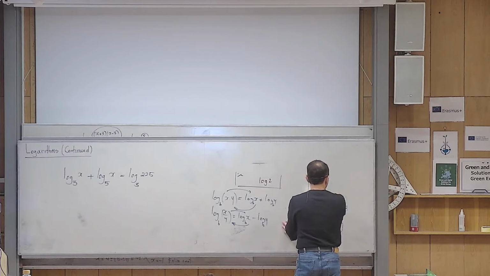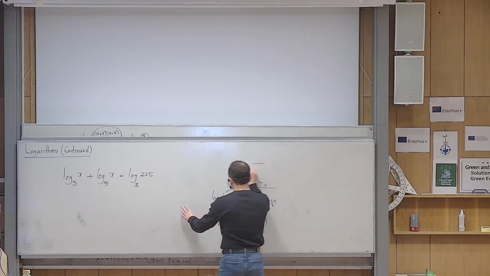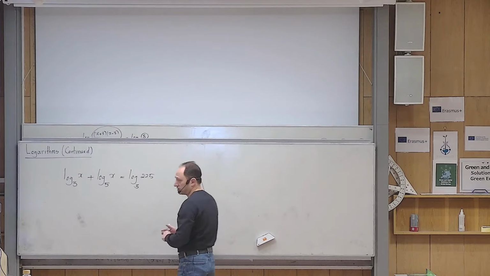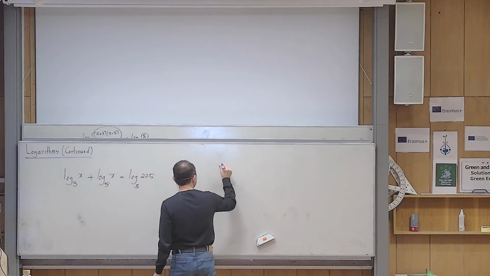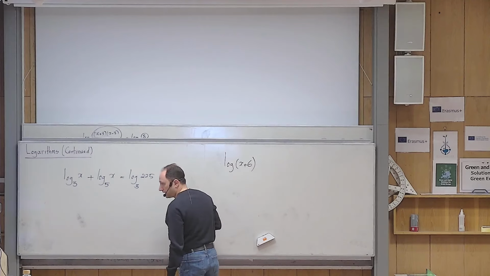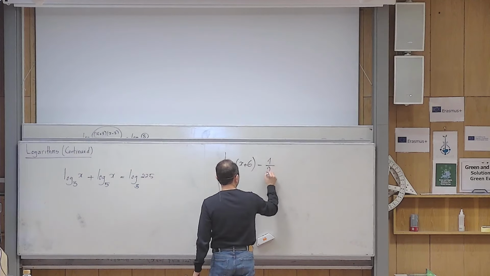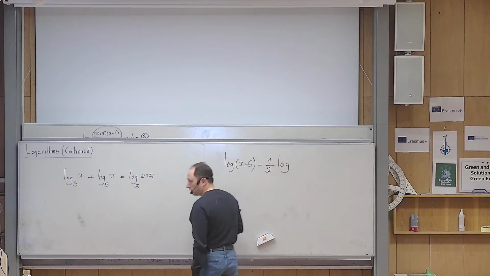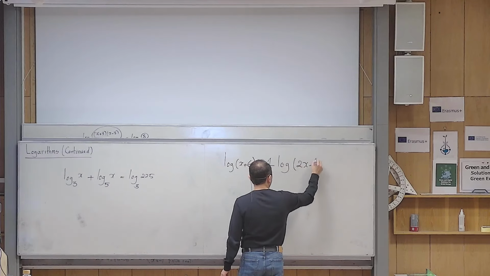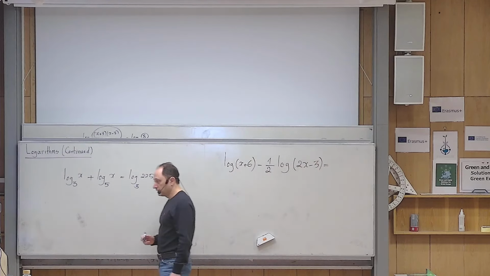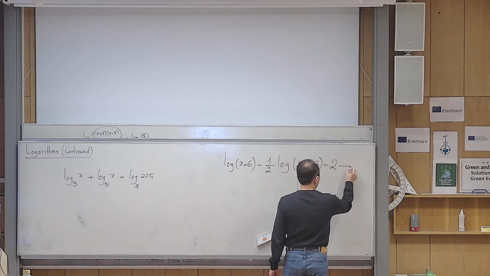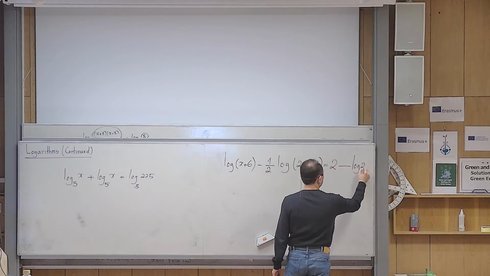This is a little bit more realistic. So this equation, I want you to solve logarithm of x plus 6, and then I have minus a half logarithm of 2x minus 3 equals to 2 minus logarithm of 25.